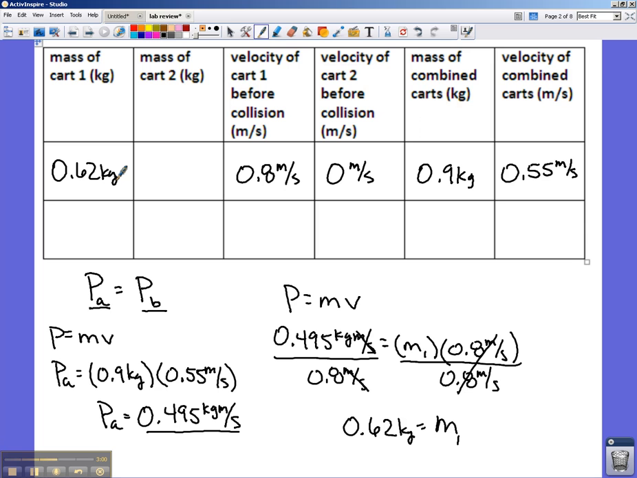And then of course, if I know the mass of cart 1 and I know the combined mass of both carts, then finding the mass of cart 2 is simply subtracting 0.62 from 0.9. And that gives me an answer of 0.28 kilograms. And that's how you fill out that table.